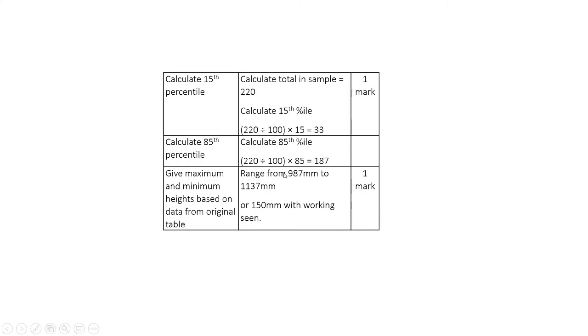So the range, give the maximum and minimum heights based on the data from the original. So it ranged from 987 millimeters to 1,137 millimeters, or 100 millimeters with work seen. Okay, so you could then separate the difference that way.